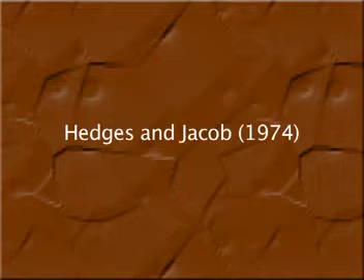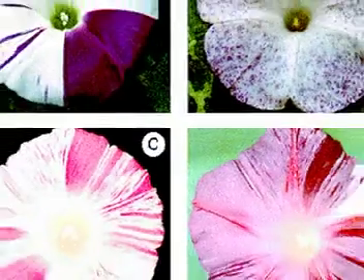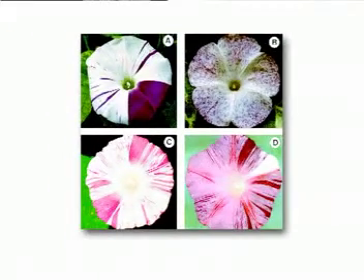The term transposon was coined by Hedges and Jacob in 1974 for a DNA segment which could move from one DNA molecule to another and usually disrupts genetic function, resulting in phenotypic variation. The transposable elements often replicate themselves. The replicative capacity of transposable elements is the essence of their evolutionary success and has important implications for the dynamics between elements and their hosts.